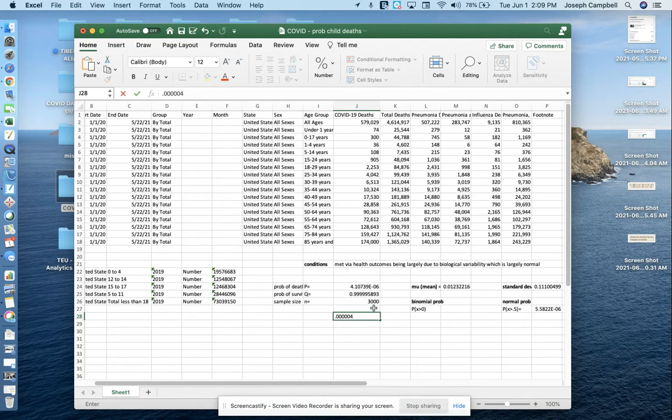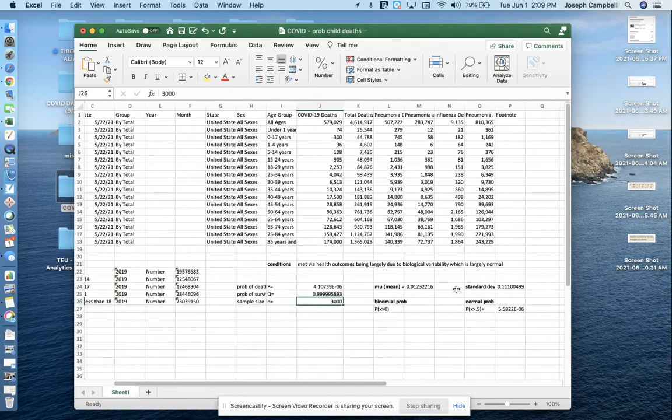Now, we needed that to calculate the standard deviation. The sample size I chose as 3,000 because it's approximately the size of my school. The mean, the expected number of deaths within this population of 3,000, is actually 1 out of 100, 0.01. The standard deviation we get by taking the square root of n times p times q, and that is how you would approximate the normal via the binomial distribution.